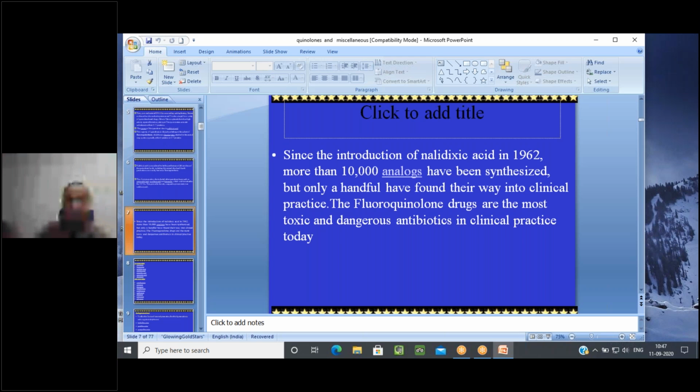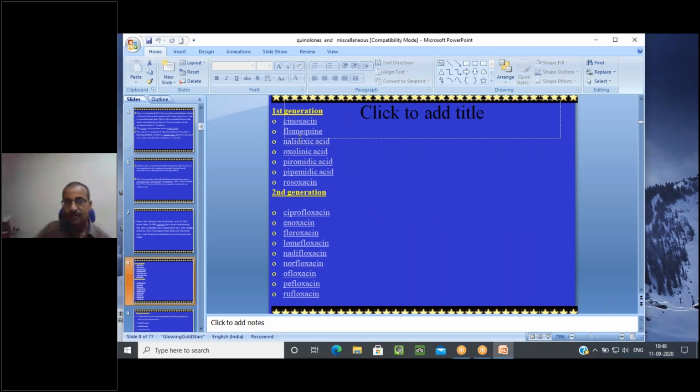Next, come to the second generation. One is ciprofloxacin, enoxacin, fleroxacin, lomefloxacin. Try to note down nadifloxacin, norfloxacin.